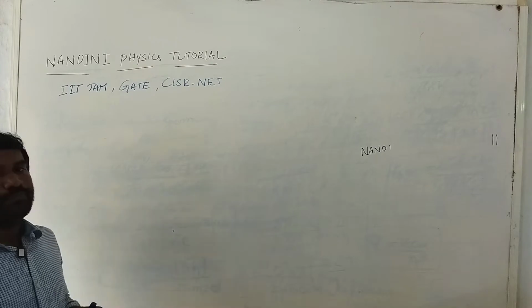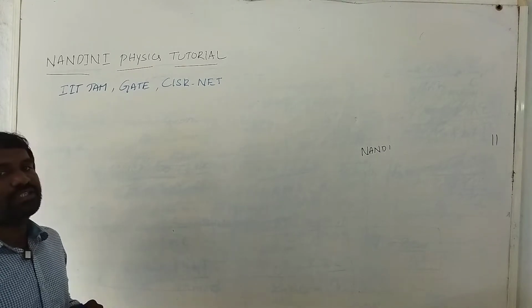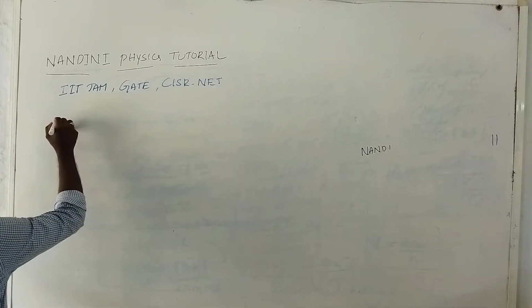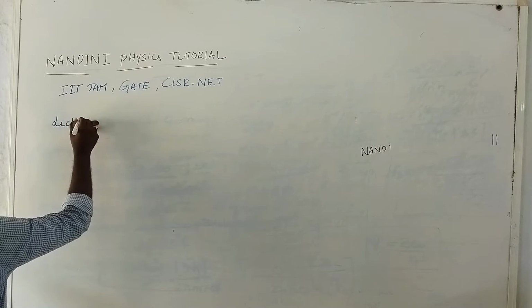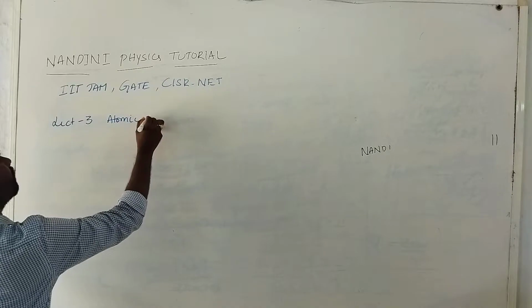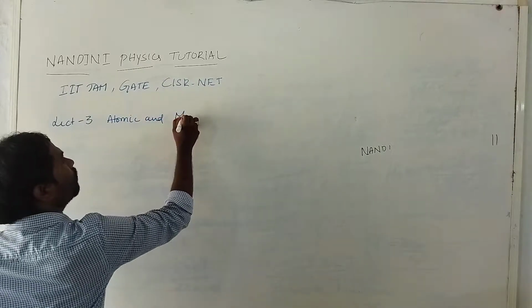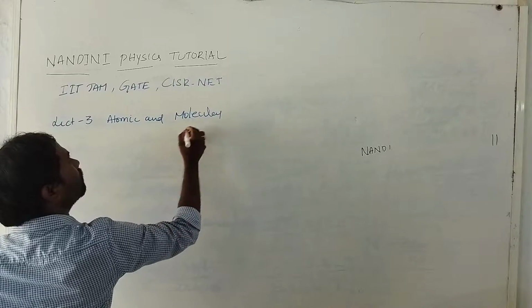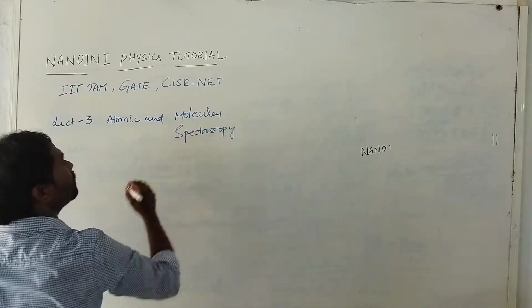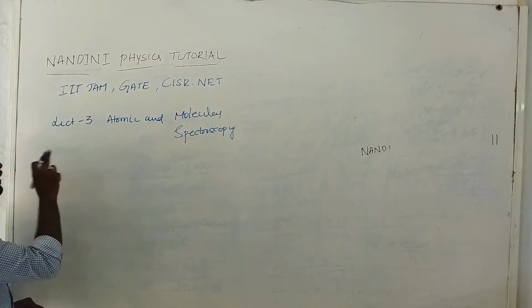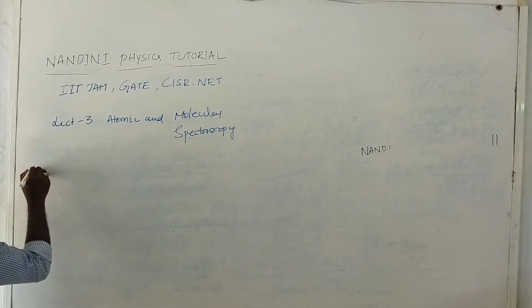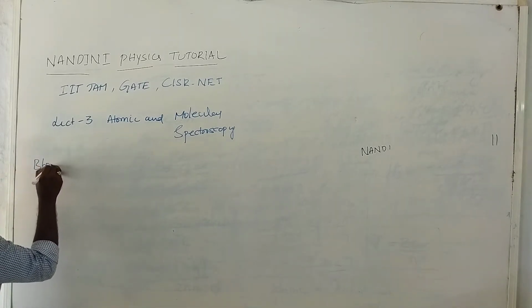So today we are discussing lecture 3, atomic and molecular spectroscopy. This is our new topic. We are continuing lecture 3, the Bohr model.